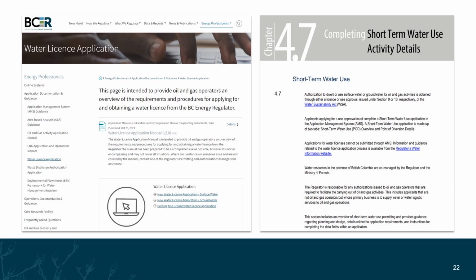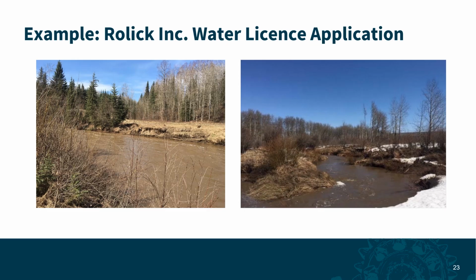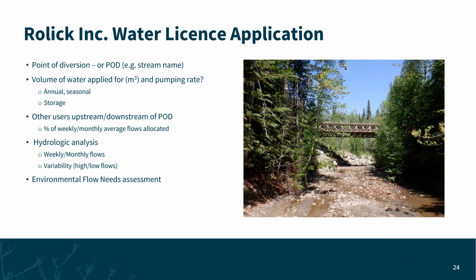So I've put together an example of what we may see from a water license application with Mr. Rollick Inc. and his water license application. So some of what we would be requiring for this application are the point of diversion, or the POD. So what is the stream name? Where is it located on land and in the system? What is the volume of water applied for, both in cubic meters and preferably the pumping rate? We would really like to see what is the rate that you wish to be pumping at.